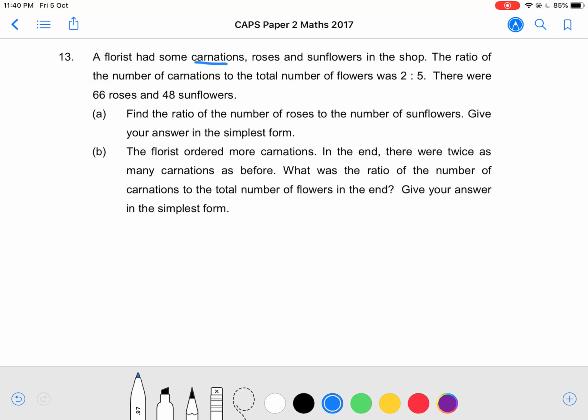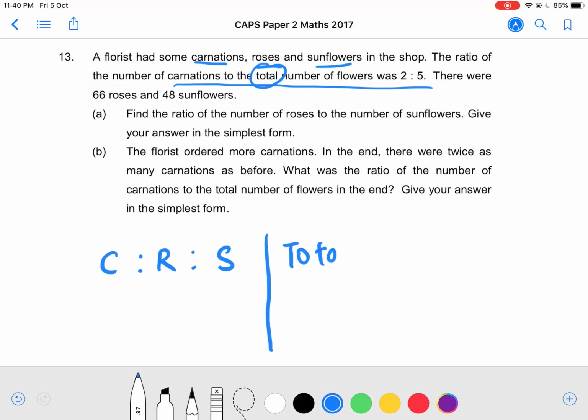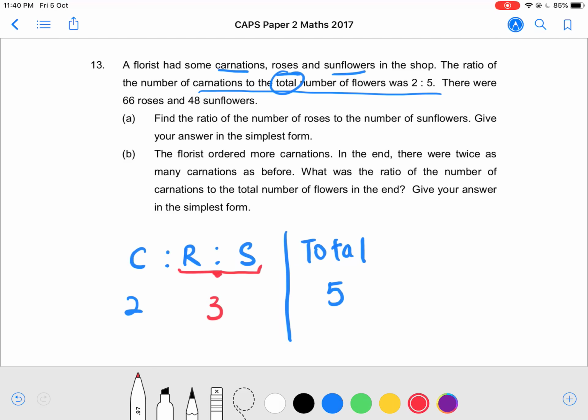Okay, question number 13, you have 3 different types of flowers and the ratio is given as such. You have got your carnations, your roses, and your sunflower, and a total. Right, so I'm going to have a column called a total. And the carnation is 2, total is 5. Now, if carnation is 2 and the total is 5, is there any hidden information that you can discover yourself? It means that the rose and sunflower adds up to a total of 3. Alright, so that's the hidden information that I can get.